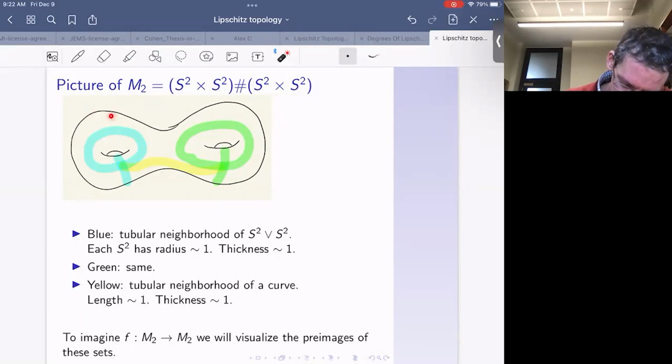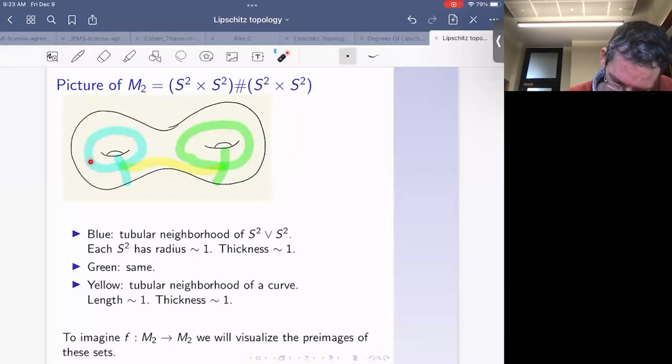So in this picture, this side is S2 cross S2. And this side is S2 cross S2, and we've connect summed them along here. And in blue, I drew a tubular neighborhood of this S2 and that S2, and those two spheres intersect at this point. And in green, I did the same thing for those 2 spheres.